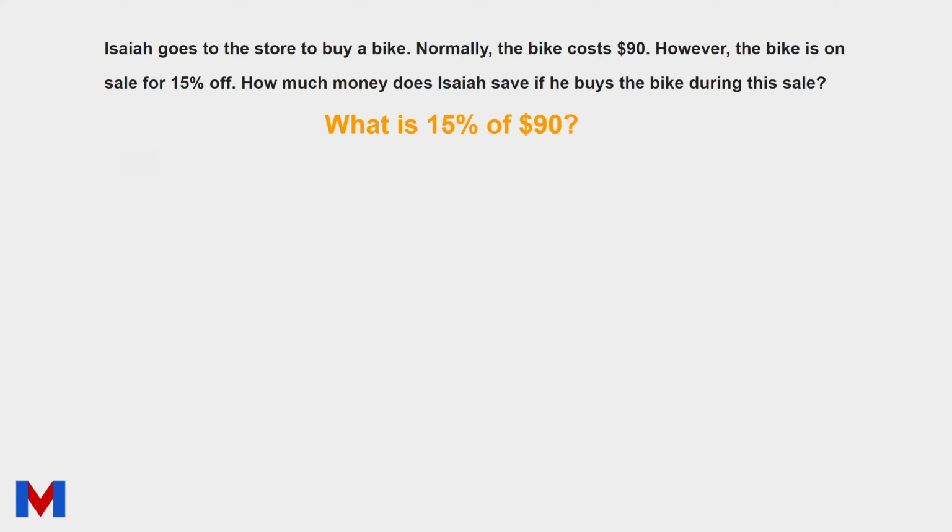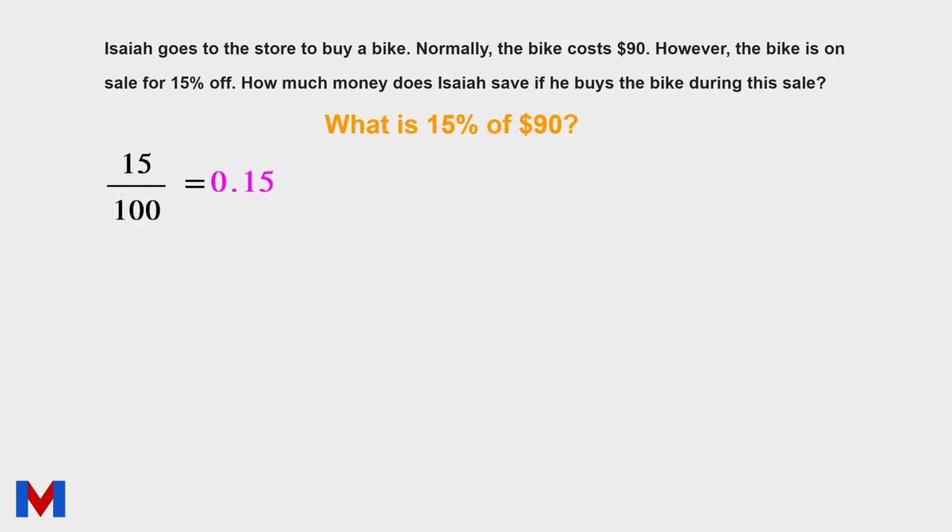Both of them rely on us understanding that percent means out of 100. So when we say 15%, what we mean is 15 for every 100. And that can be written like this, 15 hundredths, a fraction, or like this, a decimal, also 15 hundredths.